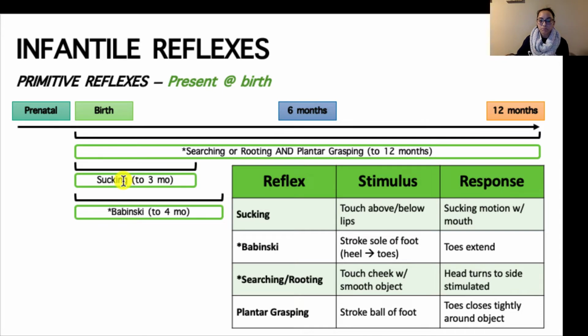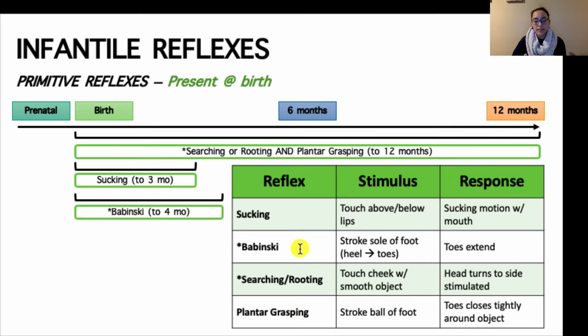Okay, so the sucking reflex, we'll start with that one, is where if you touch the lips above or below, a sucking motion with the mouth will occur. That's primarily important for breastfeeding and is particularly present in the first 3 months.